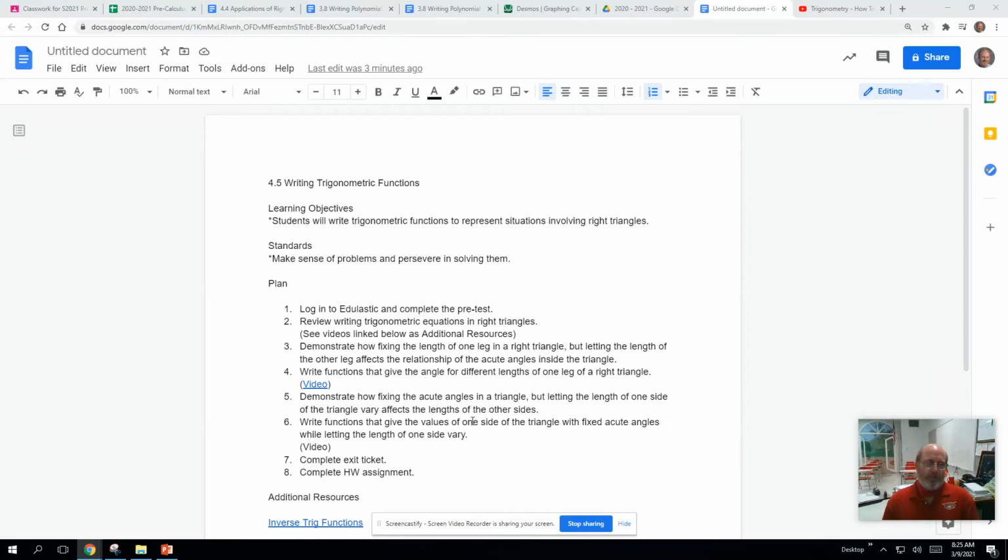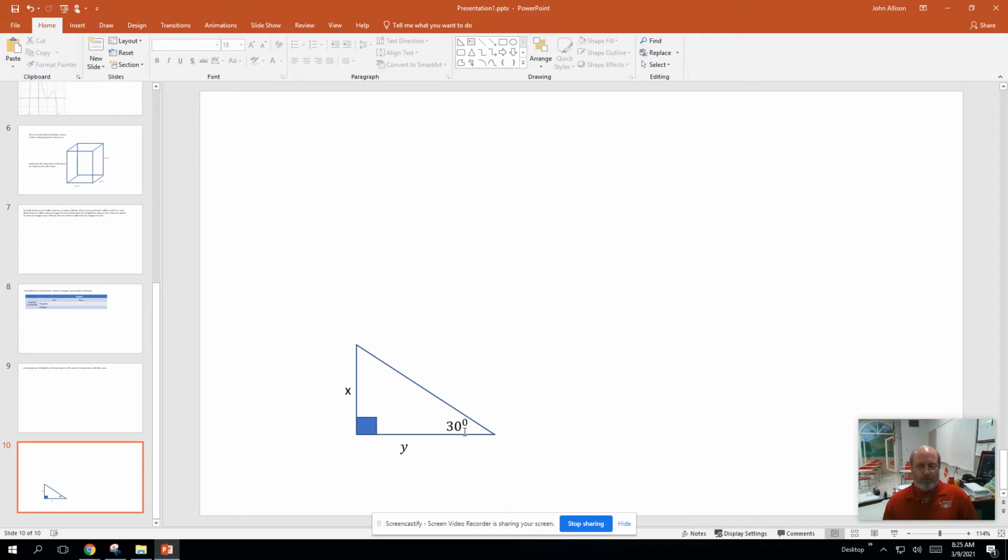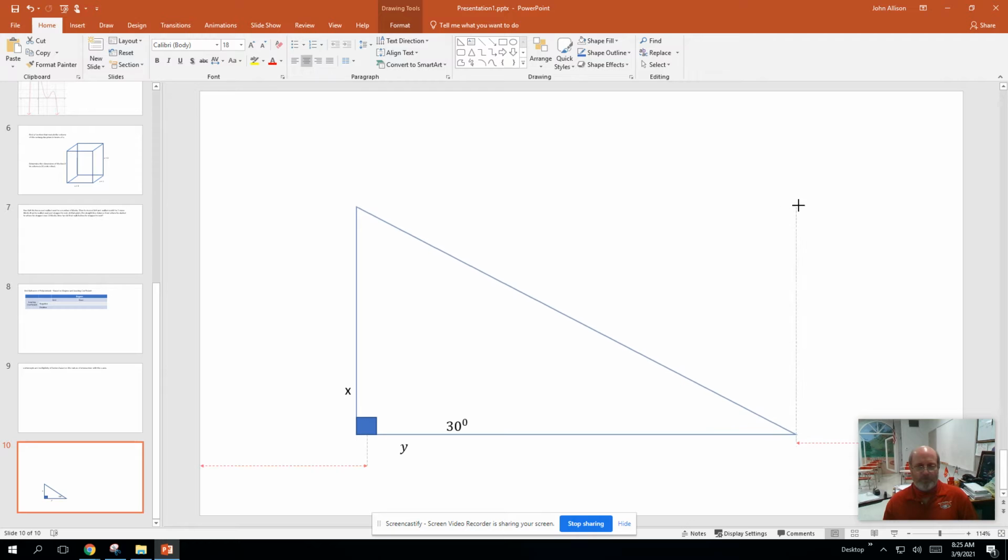Okay, we're going to do part 2 now of our lesson 4.5, writing trigonometric functions, where this time we fix the acute angles in a triangle. But we're going to let the length of one side vary and see how that affects the lengths of the other side. So if we look at this triangle, let's say we have a 30, 60, 90 triangle where we have x and y labeled as the legs. If we maintain the relationship of the angles, then what you'll see is as x gets larger, y gets larger.